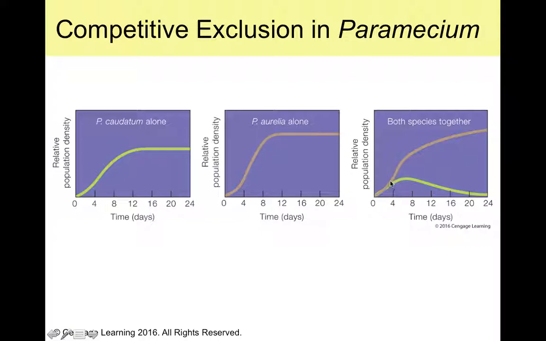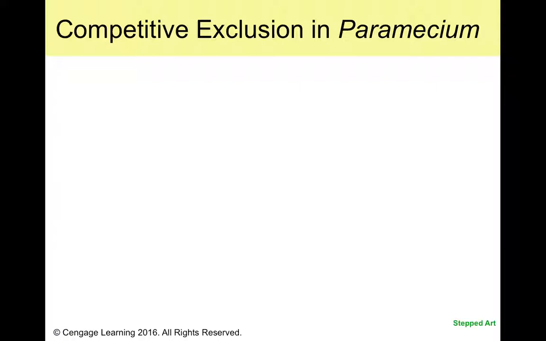They both start to grow. Aurelia is growing fast, caudatum's growing slower. Aurelia's more aggressive and is getting more food. Aurelia starts to succeed, taking all of the resources from caudatum. Caudatum starts to decrease. Soon, caudatum is completely extinct, and the entire population is made up of just Aurelia. So that's paramecium, these little ciliated protists. One will drive the other to extinction if they're eating the same material.